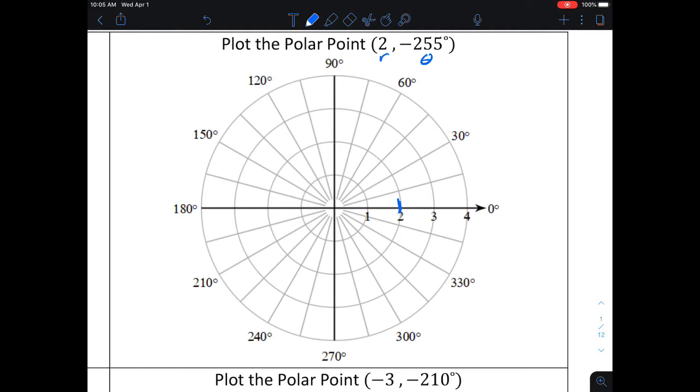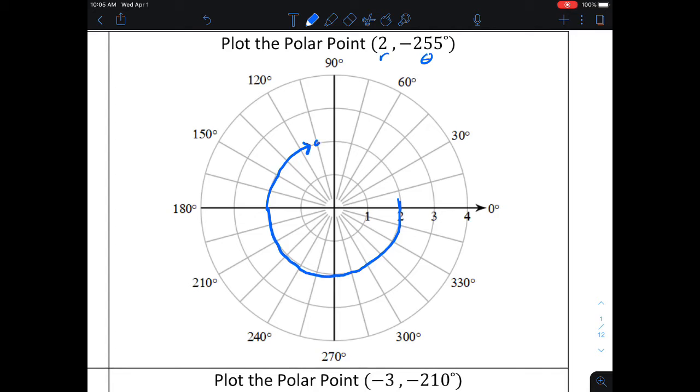255 degrees. So 255 degrees negative, so there's 180, and then 255, that is 15 degrees shy of 270. It's going to put me right here. So that angle is negative 255 degrees of rotation.